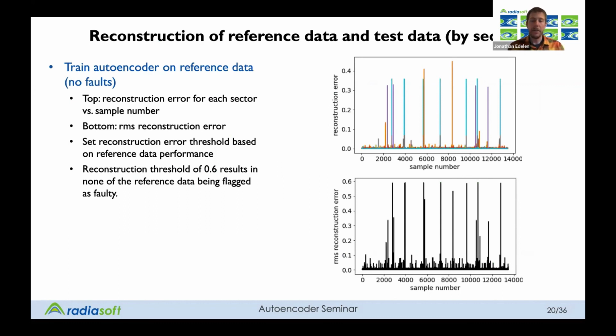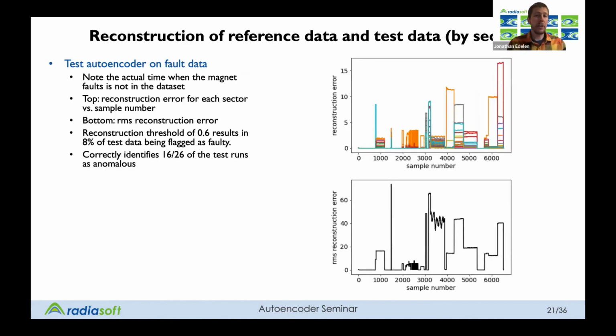And then if you want to look at a single parameter, you can just calculate the RMS reconstruction error. So this would further aggregate over all the sectors to say how well this particular data point is being reconstructed. And that's what the bottom plot is showing, the RMS reconstruction error as a function of time, or as a function of sample number. You can use this to set a threshold. So if you say the threshold for reconstruction is 0.6, then none of our reference data is going to be flagged as faulty. And I can then use this going forward to say how well I'm finding anomalies if I set this as my threshold.